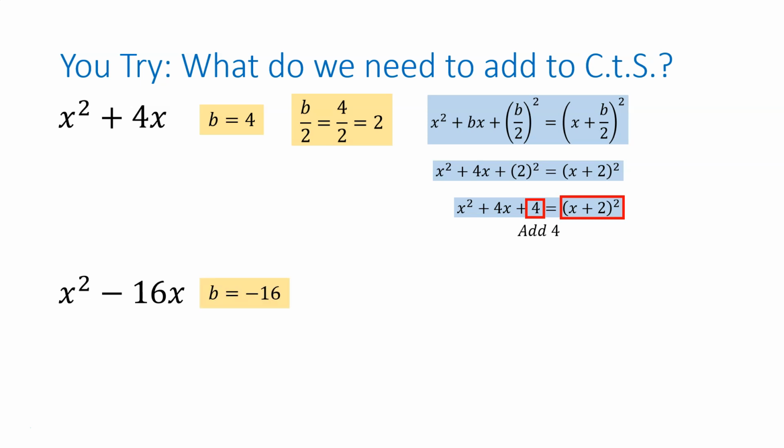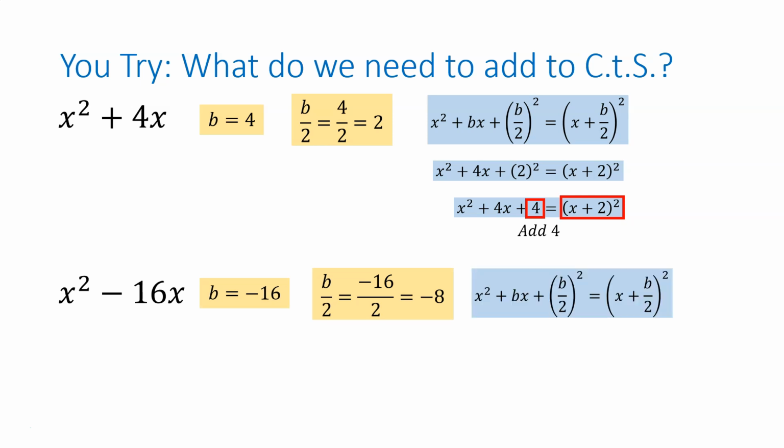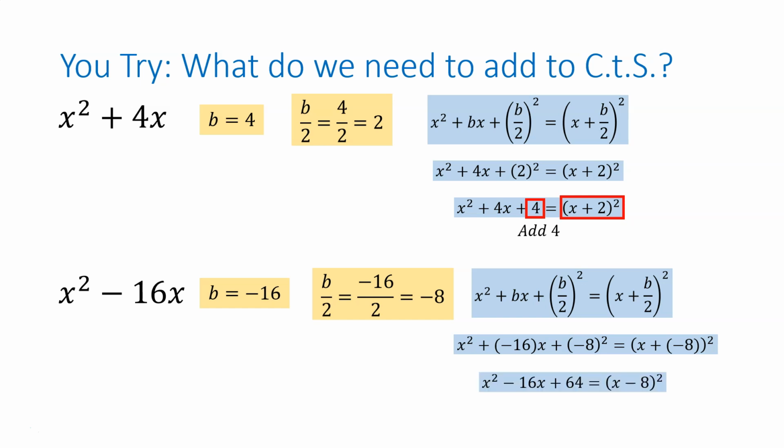For the second expression, b equals negative 16, b over 2 equals negative 8. Plugging into the perfect square pattern, we get x squared plus negative 16x plus negative 8 squared equals x plus negative 8 in parentheses squared. We can then rewrite it as x squared minus 16x plus 64 equals x minus 8 in parentheses squared. We need to add 64 to the original expression to complete the square.